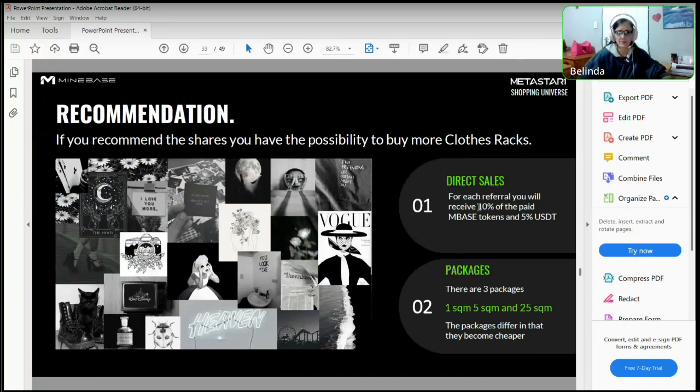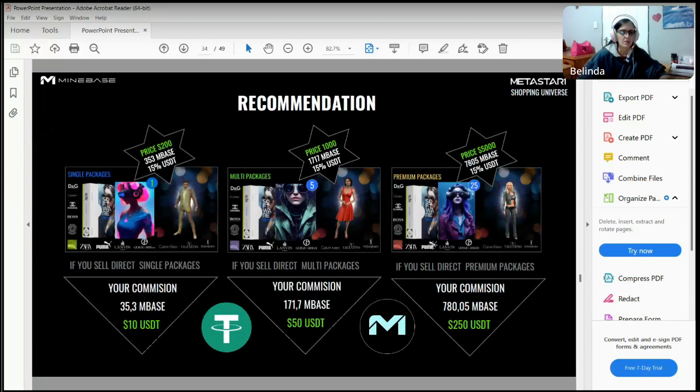Okay. So you get a 10% direct commission. And then obviously you get Minebase tokens and it was 5% in USDT. And then the three packages, obviously I've explained that already. So depending on how much the person you've introduced buys, you get 10%. Okay, so in other words, this is more or less what you'll get. So your commission on the first package, you will get 35 Minebase tokens and 10 USDT.